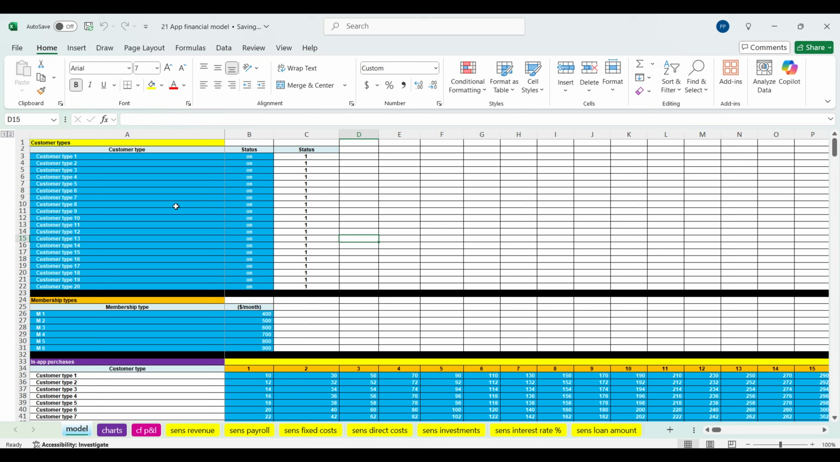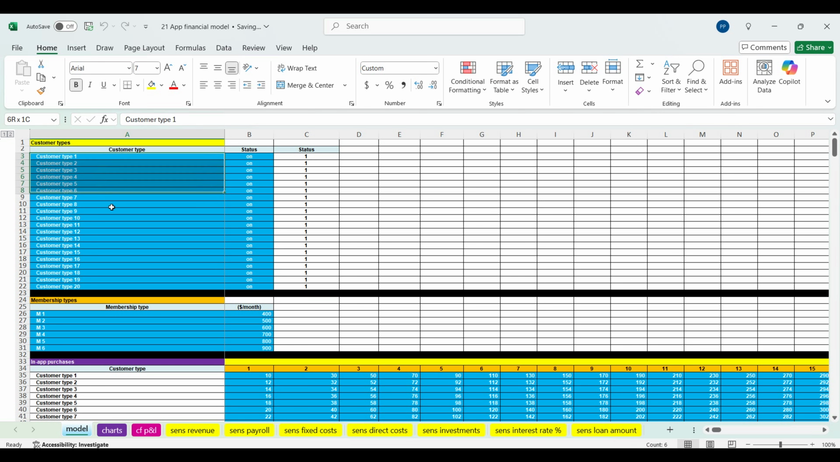Then we need to start. Let's go block by block of inputs, and I will be showing you what affects the cash flow statement, payback period, and all the financials. So now let's move to the first block of inputs.